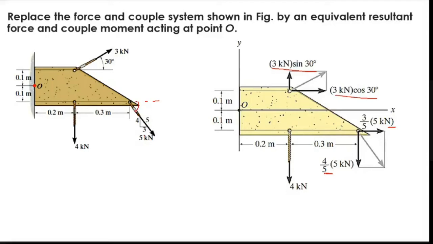Cos theta is adjacent side by hypotenuse, so 3 by 5. In the same way, this side is sin theta, so sin theta is 4 by 5. Right? You can put it directly. That also you can put. Okay, so this is for all the forces.